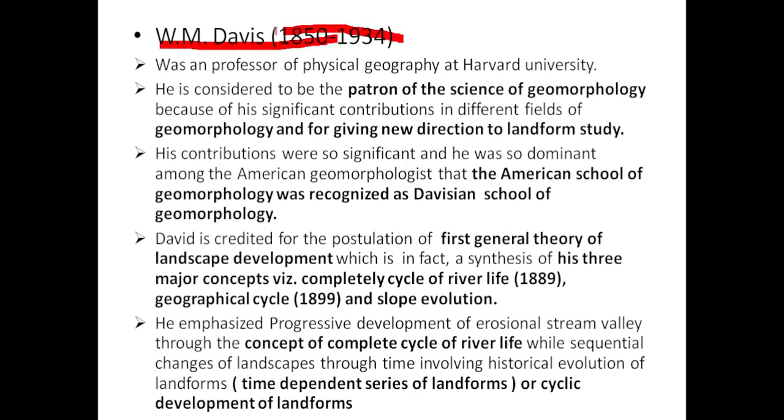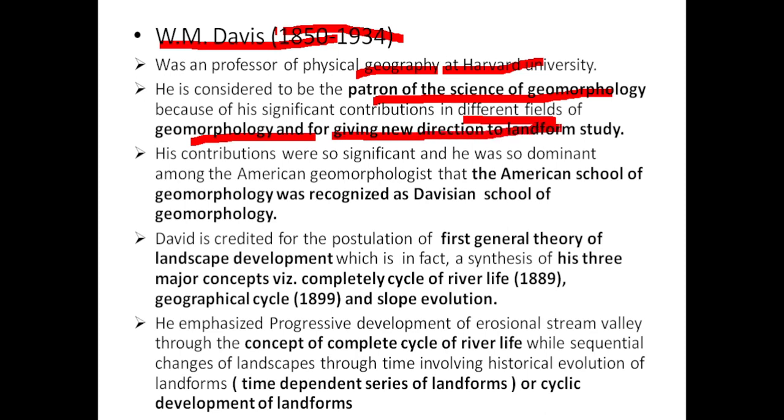W.M. Davis, 1850 to 1934, was a professor of physical geography at Harvard University. He is considered the patron of the science of geomorphology because of his significant contributions in different fields of geomorphology and for giving new direction to landform study. His contribution was so dominant among American geomorphologists that the American School of Geomorphology was recognized as the Davisian School of Geomorphology.